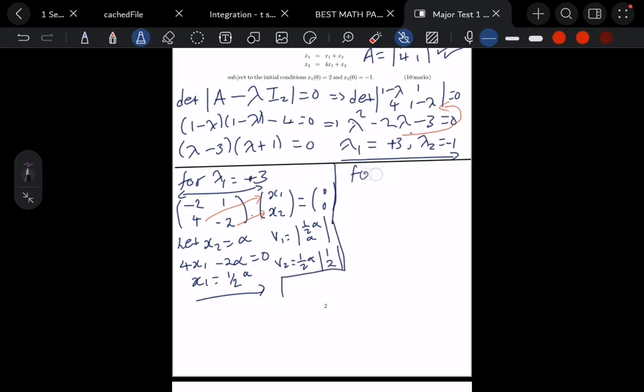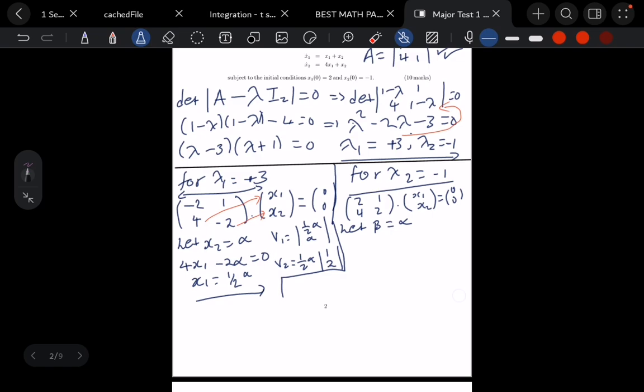And then for lambda 2 equals negative 1. If you substitute a negative 1 there, I am going to have 2, 4, 1, 2 times x1, x2 equals 0, 0. And we are going to let x2 be alpha. We are going to take any of the equations here and multiply. So I'm going to say 2x1 plus alpha.